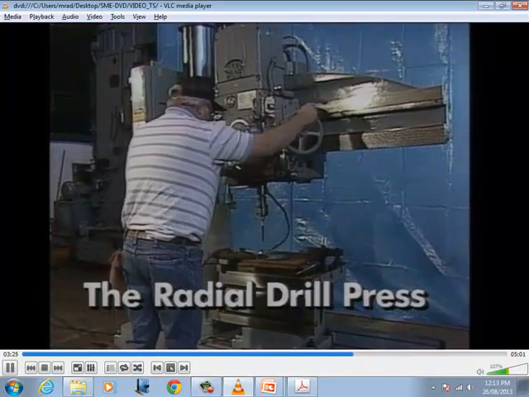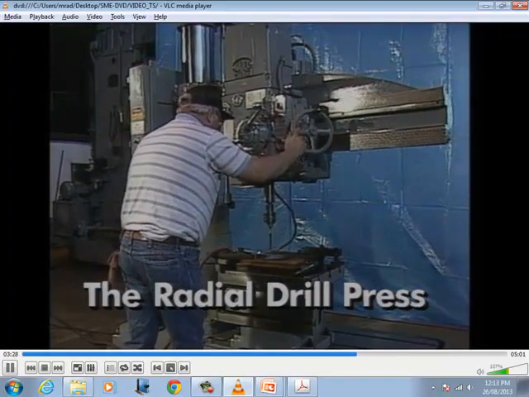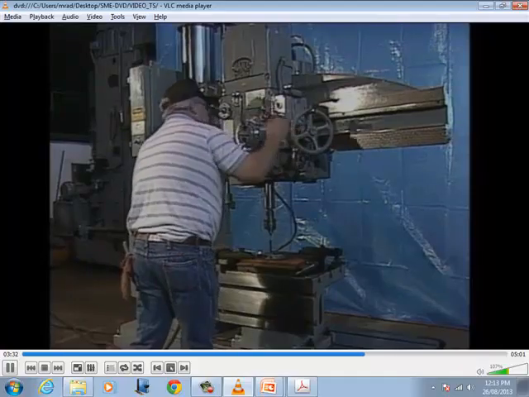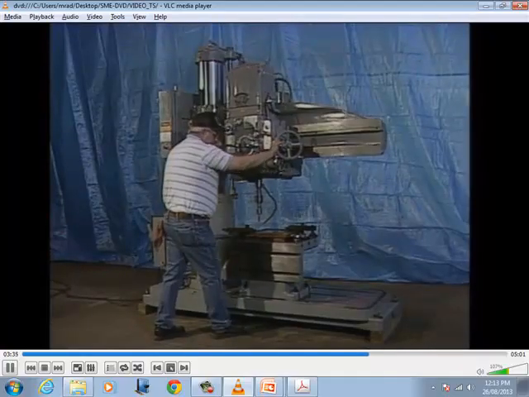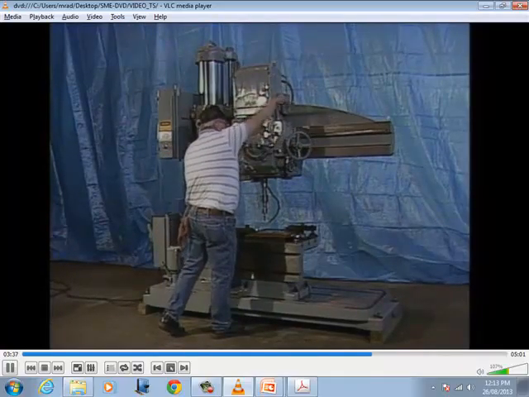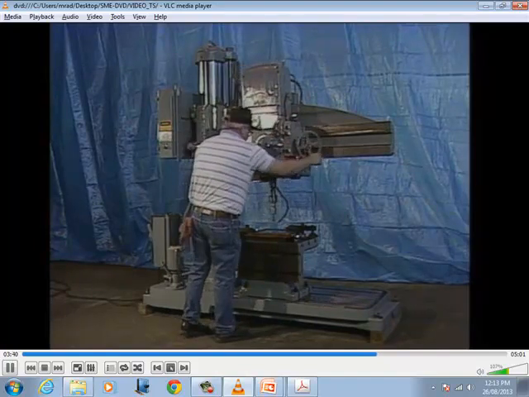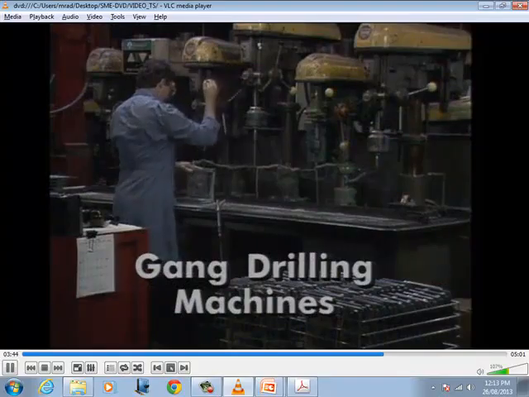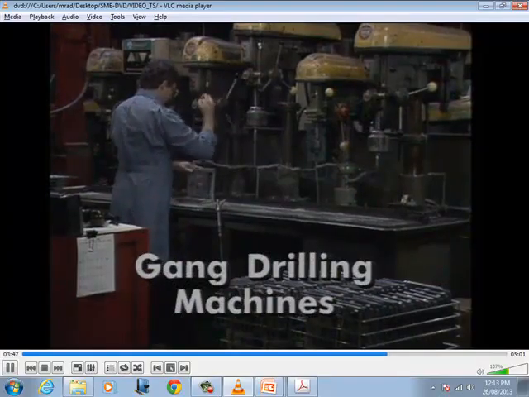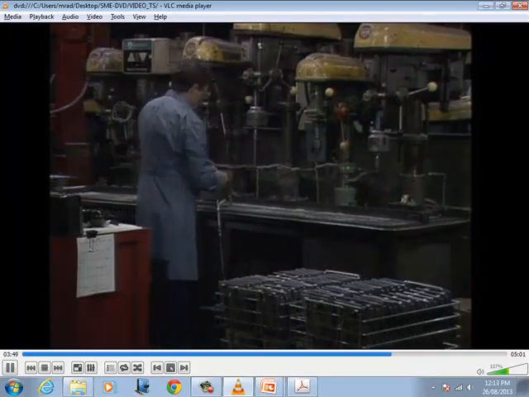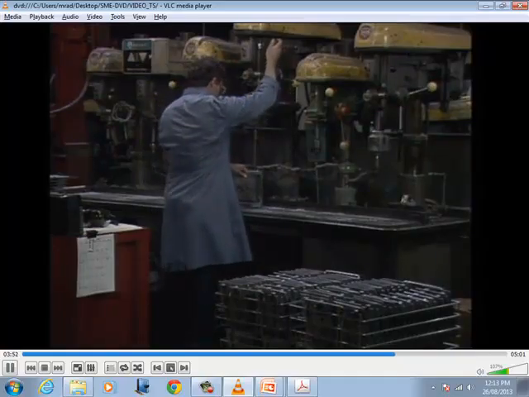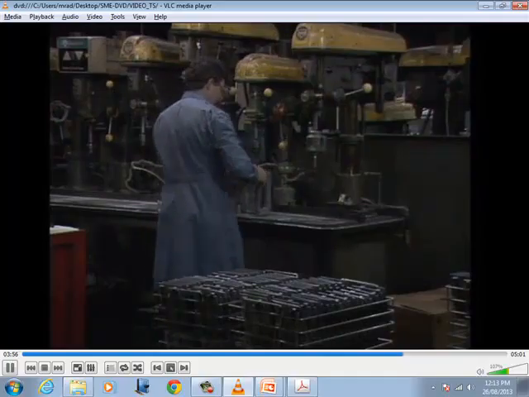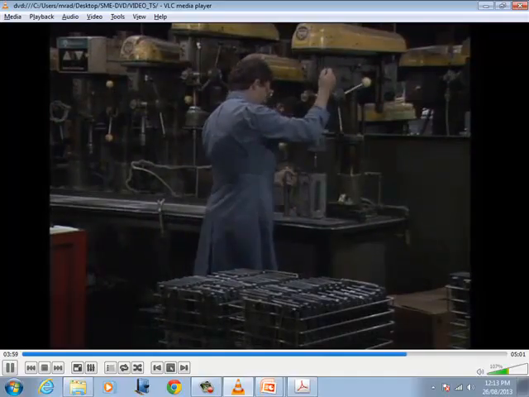The radial drill is used for drilling in large workpieces. It has the flexibility to reach surfaces that cannot otherwise be reached easily. The arm, which moves up and down, carries an adjustable position drill head that can be raised, lowered, and pivoted around the column. Gang drilling machines consist of two or more drilling machines mounted on a common base or table. Often, these machines are operated sequentially, with each spindle carrying a different tool, and workpieces moved from one spindle to the next.